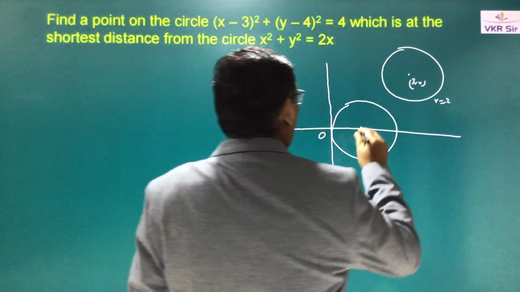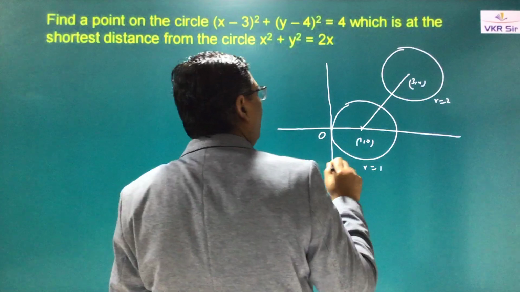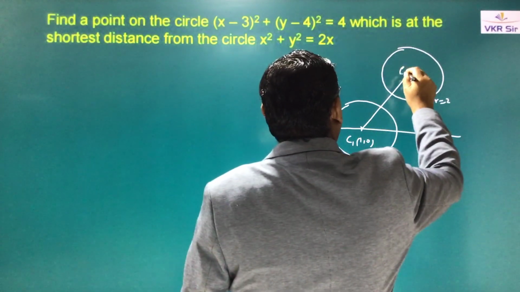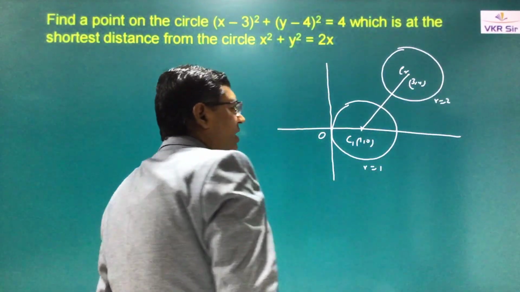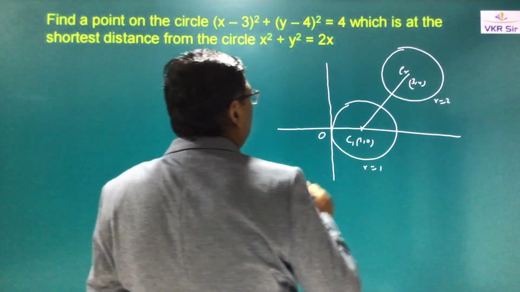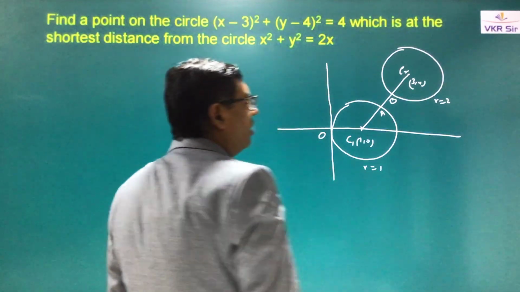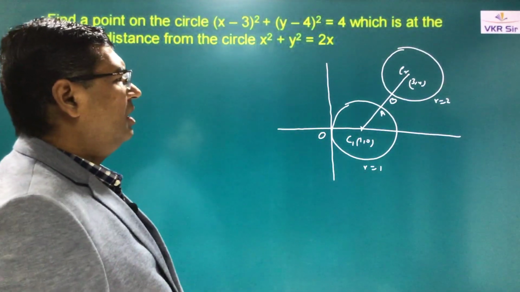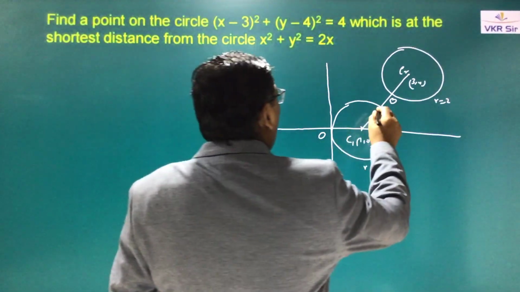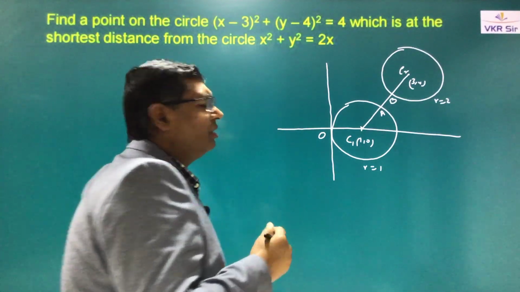Now obviously we told you earlier that we have to go along the common normal. The common normal will be a line joining the two centers. So the centers are this one and this one, and we have to join the two. This will be the direction of the common normal, and here we have to find the shortest distance. So we will be interested in this point and this point at which the common normal intersects the two circles internally. And according to our question, we have to generate the coordinates of B.